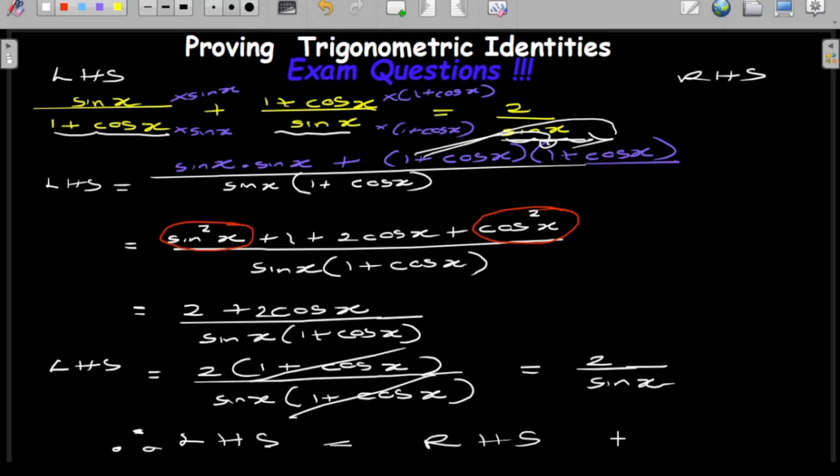So trigonometry is not hard, it's tricky. So you either trick it or you get tricked.